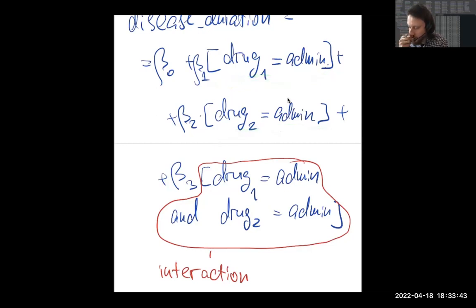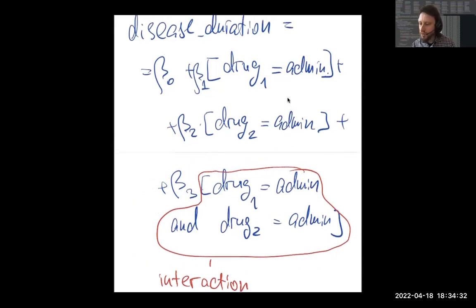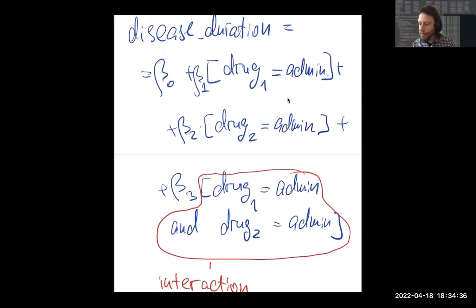So we see that if we give both drugs, then we add beta 1, beta 2, and also beta 3. All these three coefficients are turned on. So beta 3 measures the additional effect of the interaction between these two drugs. So this is possibly an answer to your question, at least how to model this kind of effect. Probably we will discuss it in more detail at the next lesson, but now I think we can make a break and then continue with practice. Are there any more questions about this part?